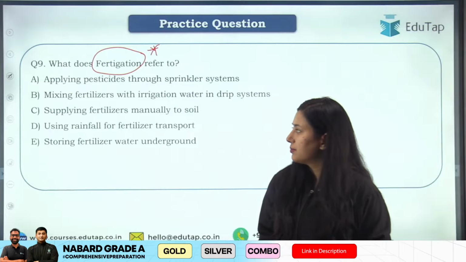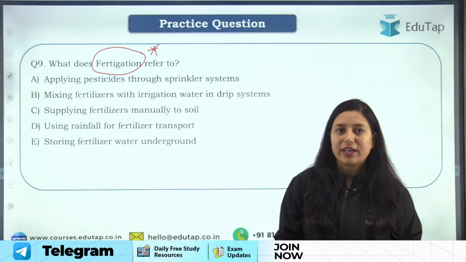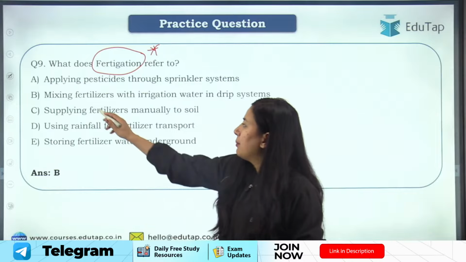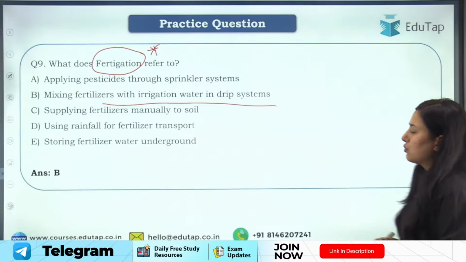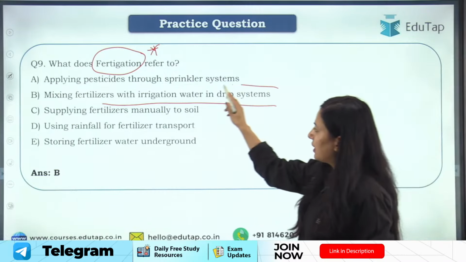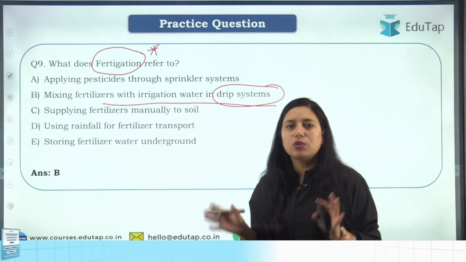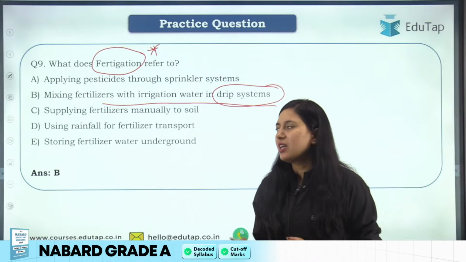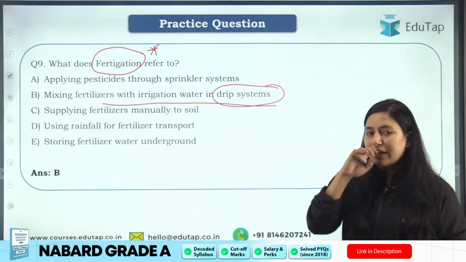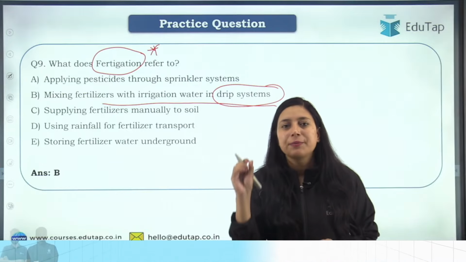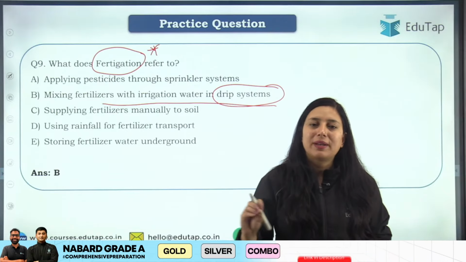Very good. Very good, I can see right answers coming. It will be mixing fertilizer with irrigation water. Theek hai, here the example of drip system is given, but again in other systems also you can go for fertigation. So in any system where you are, fertigation is a simple term which means along with irrigation, when you are applying fertilizer also.